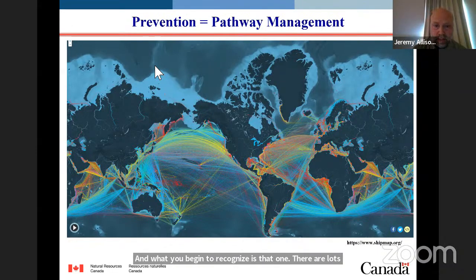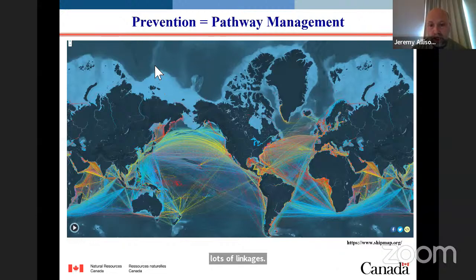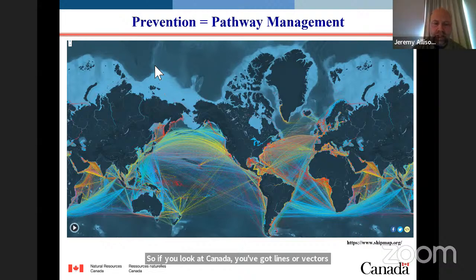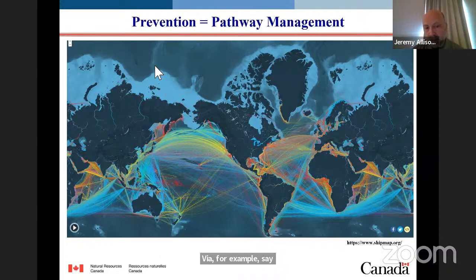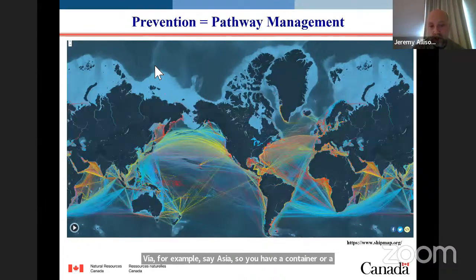So if you look at Canada, you've got lines or vectors coming into ports in Canada from a lot of different places. And those linkages are not always direct. And so you have parts of the world that are connected to other parts of the world via, for example, say, Asia. So you have a container or a line moving, say, from Polynesia or Oceania into Asia, and then moving on from Asia to North America.